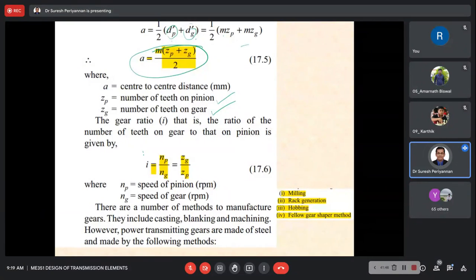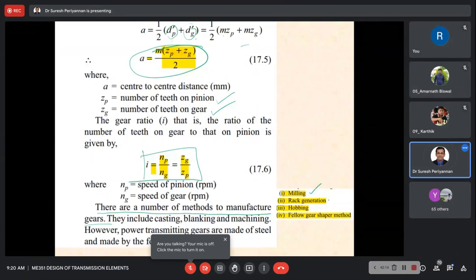The speed ratio we already discussed. Now I come to this. The methods of manufacturing gears include casting, blanking and machining. The casting process can also be done directly for manufacturing of gears, but we still need a finishing process. However, the power transmitting gears are made with the help of the milling process, rack generation process and hobbing process. These are the methods we are using for preparing power transmitting gears.